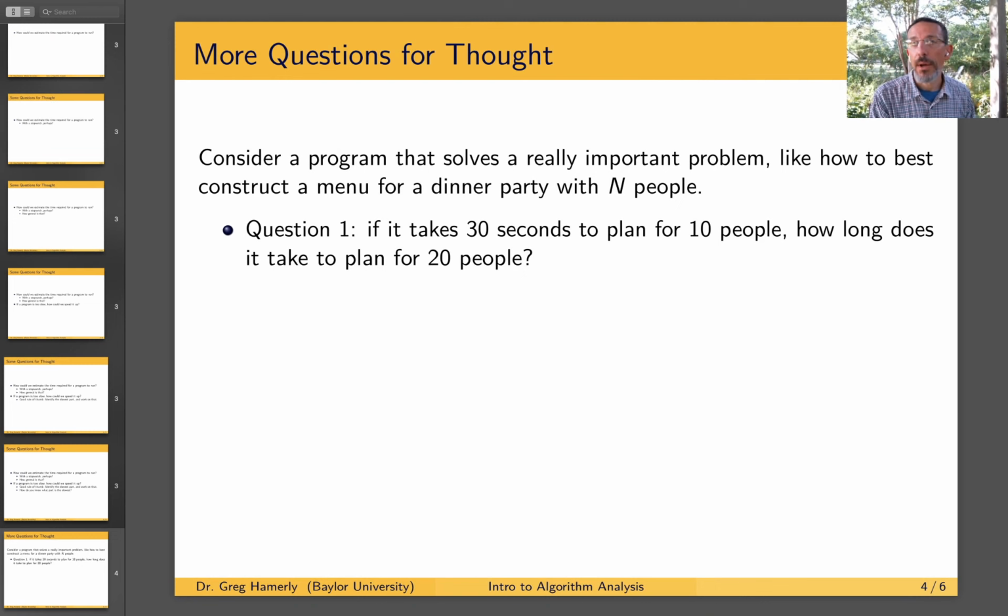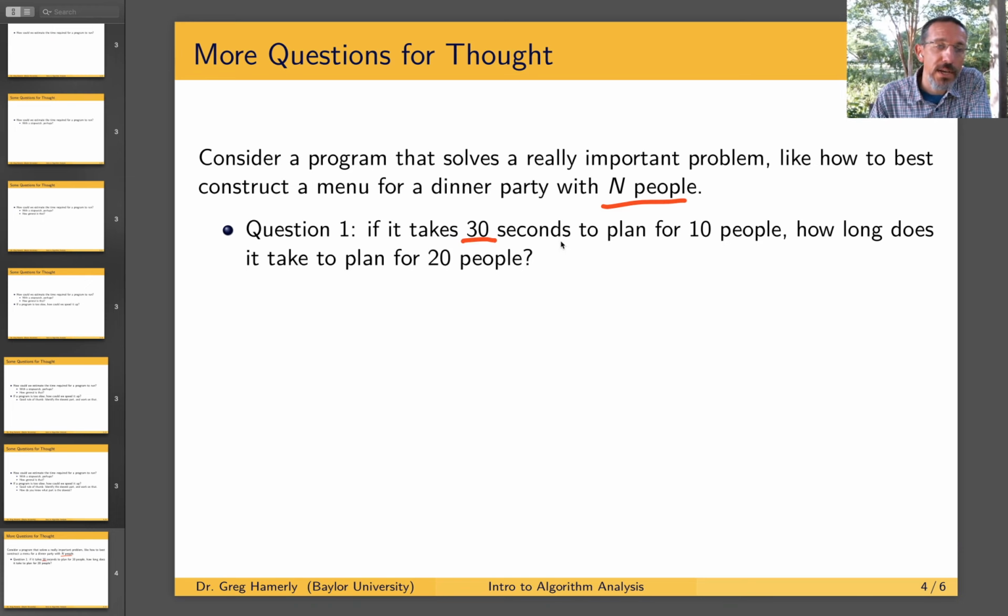Suppose that you have a really important task, like writing a program that makes a dinner menu for a dinner party with N people. So you're making a menu, and you have N people. The more people you have, maybe the more options you want to give, and maybe the more constraints you also have, because people might have constraints in what they can and cannot eat. So maybe it gets more complicated as you have more people.